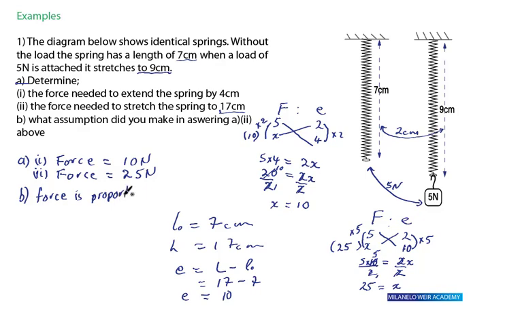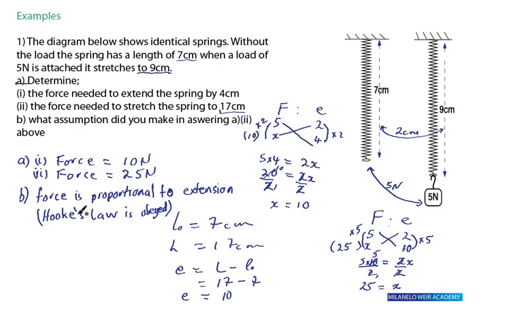Force is proportional to extension, okay? Yeah, so this is the assumption. We can simply say Hooke's law is obeyed, or the limit of proportionality is not exceeded. Okay, that's question number 1.